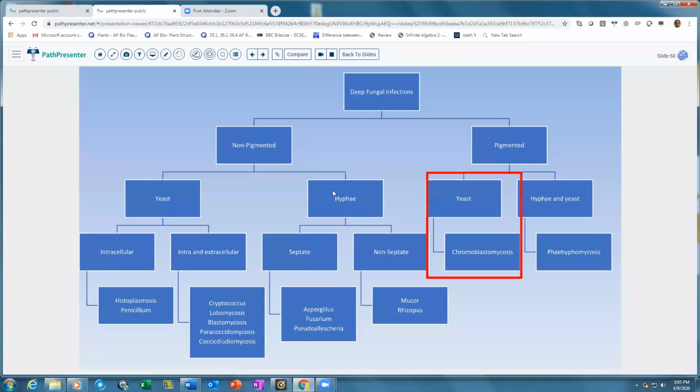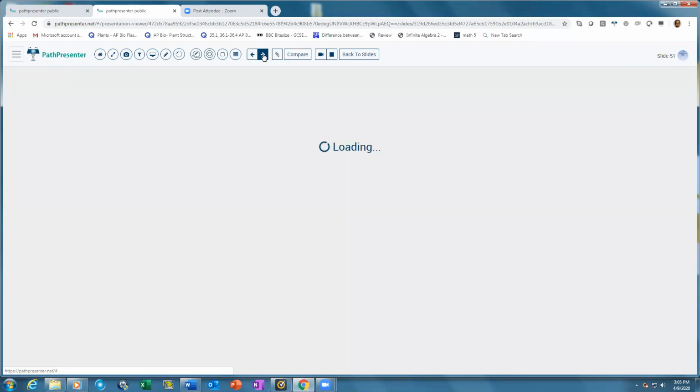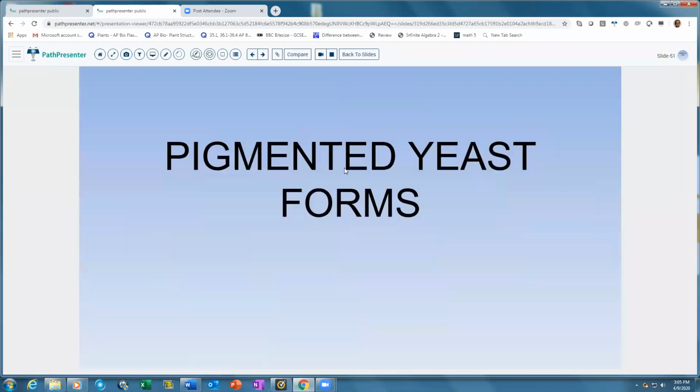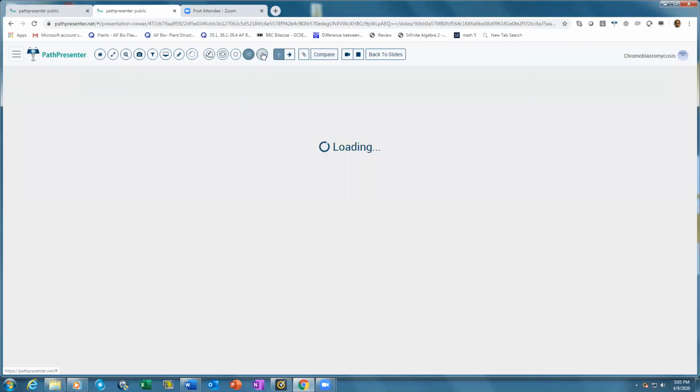So moving on now to the pigmented forms. We're talking about the ones that only present with yeast and the other ones that show both yeast and hyphae. So we're talking about pigmented yeast forms.